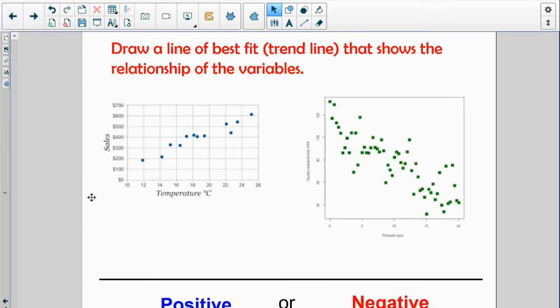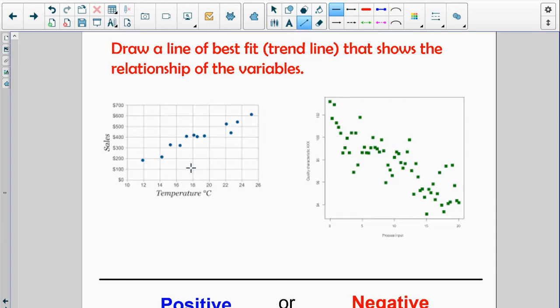So we're going to just take a few examples. This is going to be a nice short one today. Look at a few examples and draw our own line of fit. So it says draw a line of best fit, or a trend line, that shows the relationship of the variables. So I'm going to go ahead and grab my straight line drawer so I can draw it nice and straight and then not freehand it.